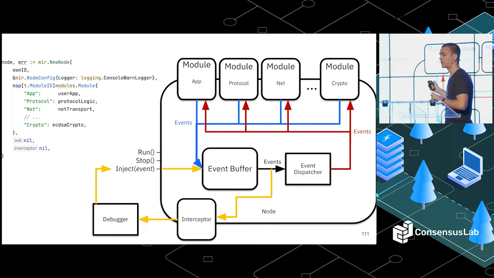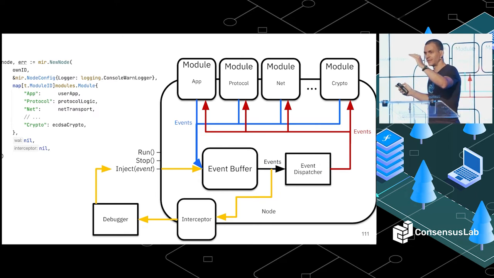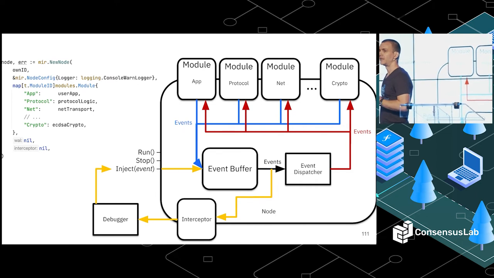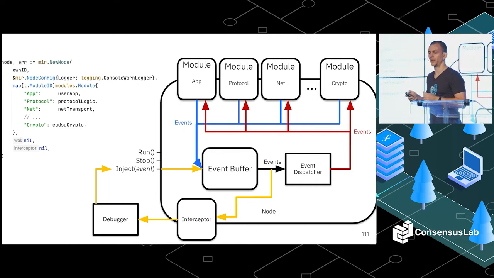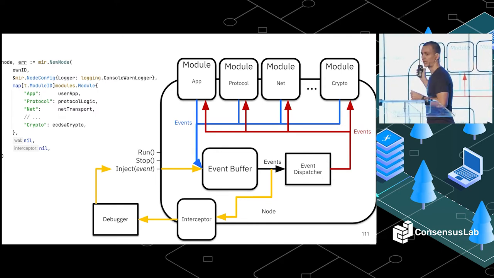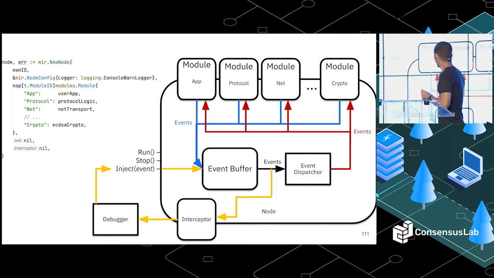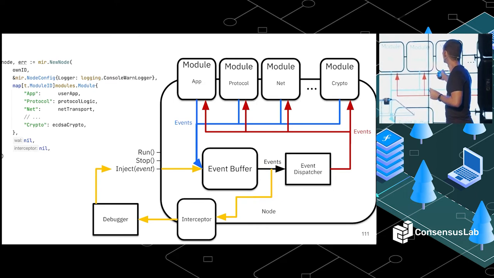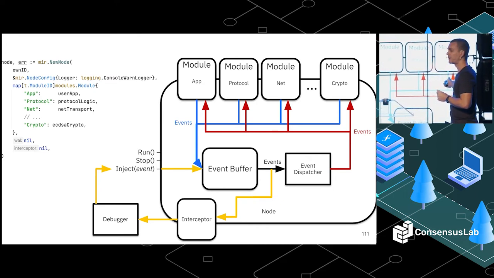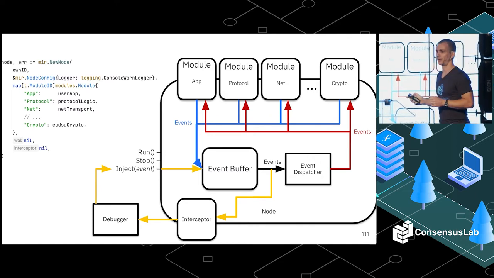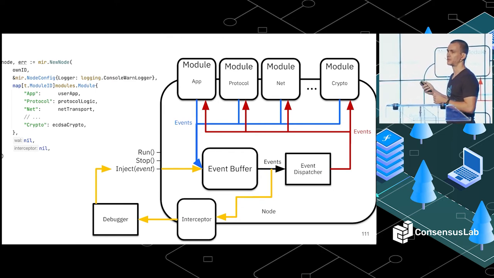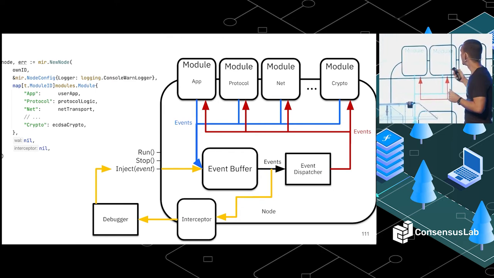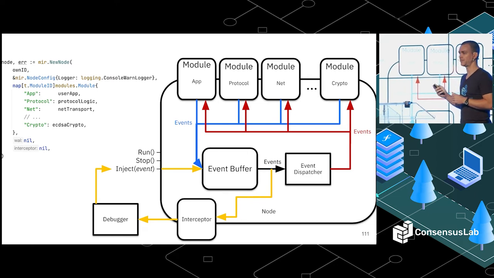And then, most importantly, you only give it the list of modules that should be instantiated and work together. And the node, when you call run on it, it will just take the events that are output by these modules, buffer them in an internal buffer, and dispatch them to the appropriate modules that should consume them again. And many algorithms are very, very easy to actually express this way.